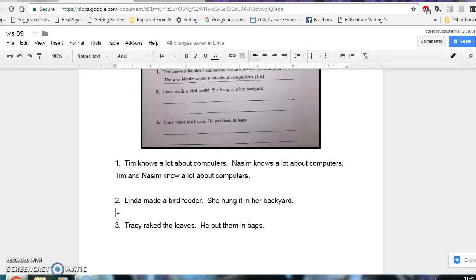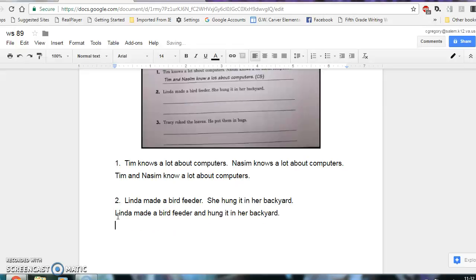Number two. Linda made a bird feeder. She hung it in her yard. How many people do we have? One, just Linda. She's doing two different things. So we have a simple sentence with a simple subject and a compound predicate because she's doing two things. Linda made a bird feeder and hung it in her backyard. If you need to pause this to fix yours, go ahead and do that.